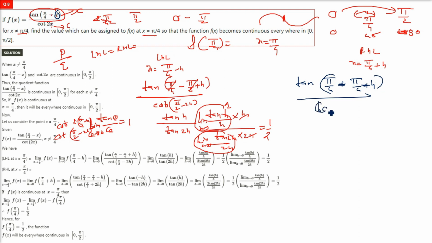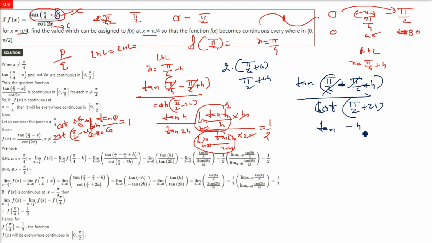Cot 2 into pi by 4 plus h. So 2 into pi by 4 is pi by 2, plus 2h. So cot of 90 plus theta. Here it is going to come as negative. Cot 90 plus theta is minus tan theta.